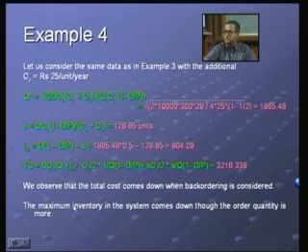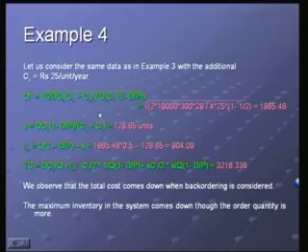So, we have seen these 4 inventory models now, and we will look at inventory models with discount as well as multiple item inventory models in the next lecture.